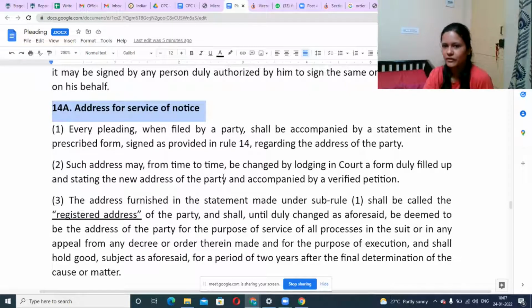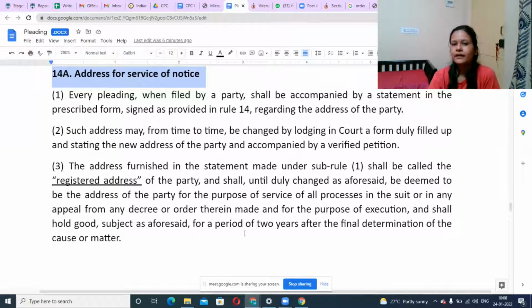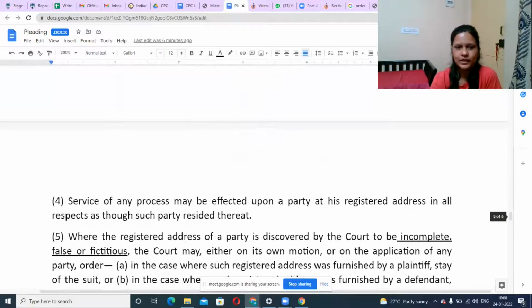It talks about the registered address of the parties. When they are submitting their pleading, they would mention their complete address, that this is where notices may be sent to us, and that would be considered the registered address of the party. If they want to change their addresses, they can make a request and make the necessary changes. Service of any process may be effected upon a party at his registered address, such as residence. He would provide the address, and there everything would be sent.